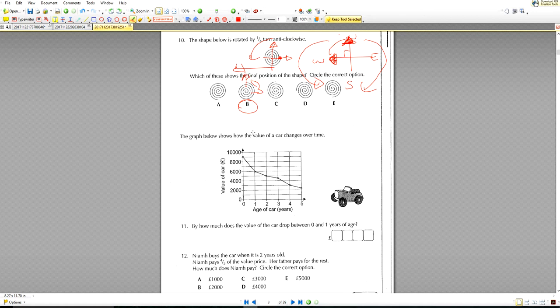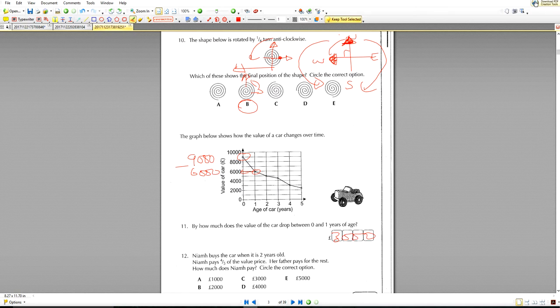Question number 11. This is talking about how the value of a car changes over time. How much does the value of a car drop between 0 and 1 year? So when the car is brand new, it is worth £9,000, this particular car. And then when it is 1 year old, going up to 1, it becomes £6,000. So if you take them away, that'll give you the drop in value. The drop in value is £3,000.